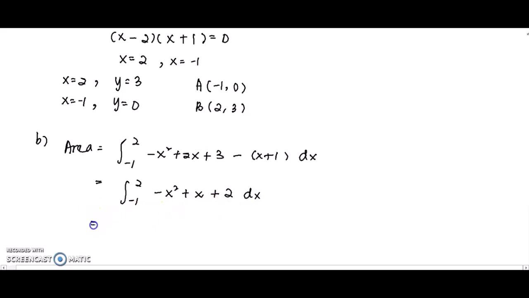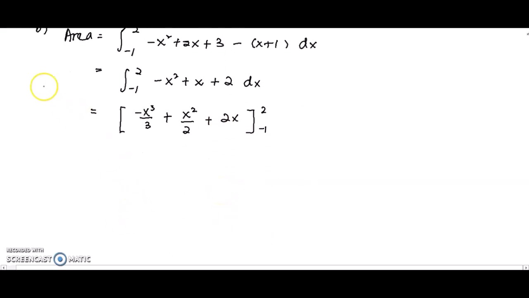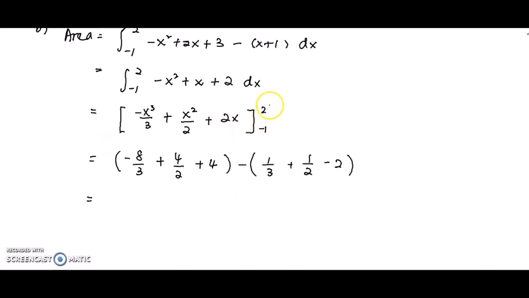Now we can start to integrate. To integrate negative x squared, you get negative x cubed over 3. And integrating x, you get x squared over 2. Plus 2x, and put in your lower limit and upper limit. Now you can substitute the limits into the integrated function. Substitute the upper limit 2 into the function, we get this in the first bracket, and minus, substitute the negative 1 into the integrated function. We have this. Then with the aid of a calculator, we get the final answer to be 9/2 unit squared.